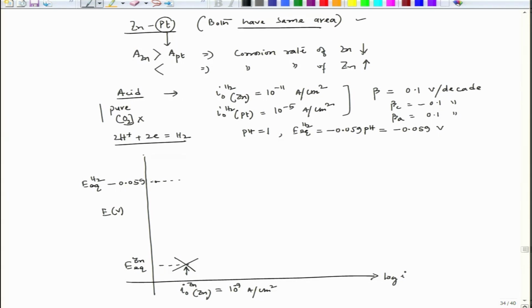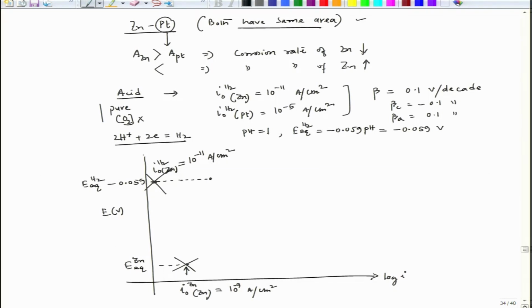Okay. So, this point will lie left to this point. So, this is I0 hydrogen over zinc equal to 10 to the power minus 11 ampere per centimeter square. And on the platinum surface also this hydrogen evolution reaction will take place. So, potential will not change because pH is maintained same for both. The pH of the solution is always 1.